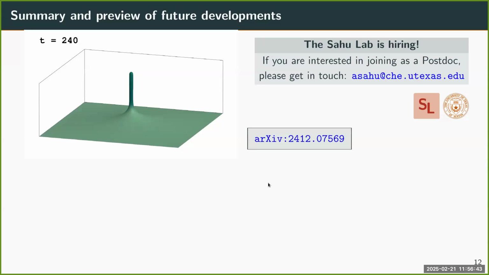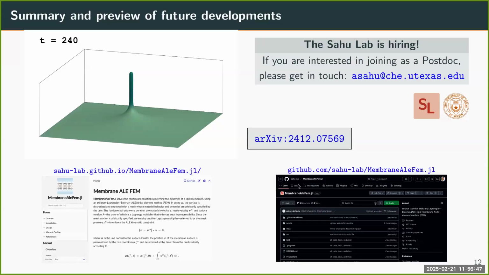And with that, I just want to mention that all of these results were put on the arXiv in December. And in addition, the code has been released as a fully open source Julia package, which you can download for yourself in just a couple of lines, and also look up how to run the code with the documentation provided.